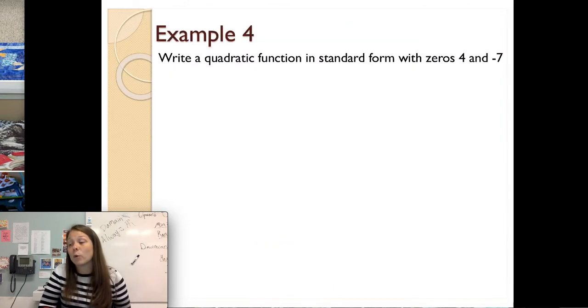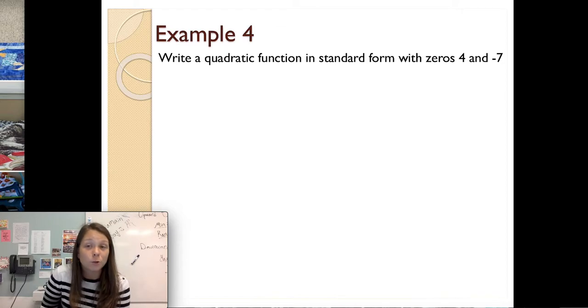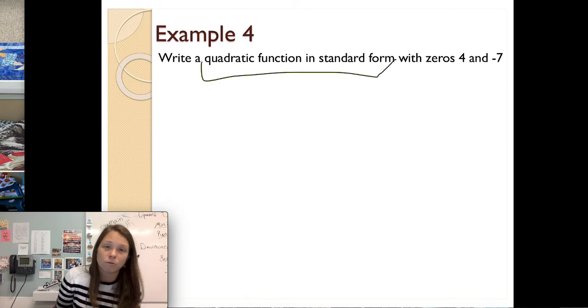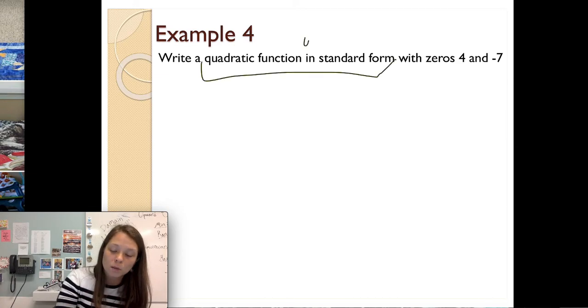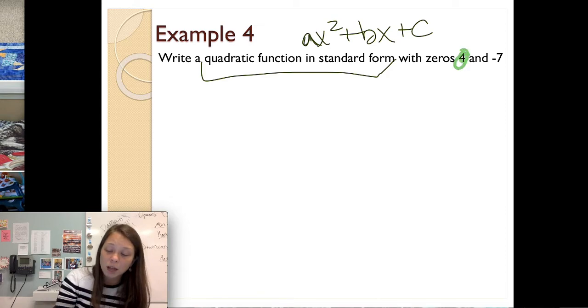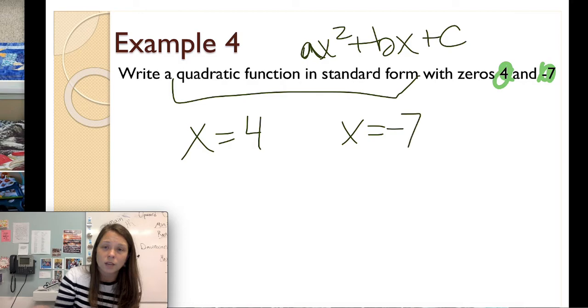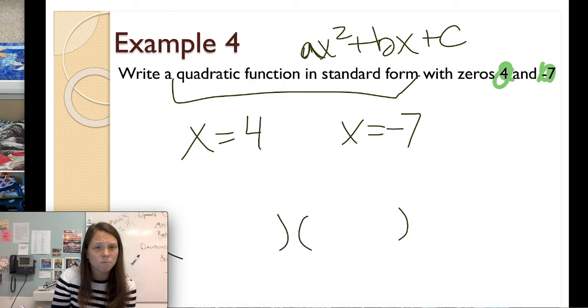The very last thing we're going to be talking about today is when we're given the zeros, the values for what x is equal to, and we need to come up with the quadratic function in standard form. Remember, standard form is ax squared plus bx plus c. In this problem, they're telling us that the zeros are 4 and negative 7. So if I were to set this up, they're telling us x equals 4 and x equals negative 7. Well, now I need to think about what are the factors that those came from.